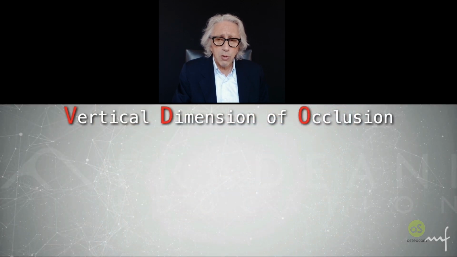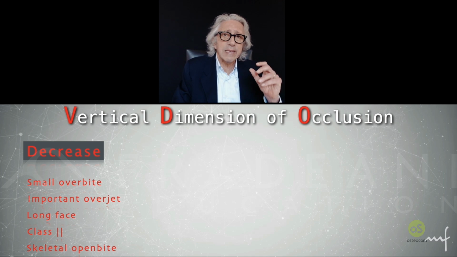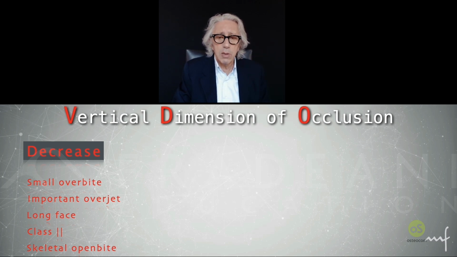So, vertical dimension of occlusion. Again, sometimes you can decrease it, because if you have a small overbite, important overjet, long face, class 2, and skeletal open bite, we should theoretically also decrease the VDO, but we don't do it. Why? For a simple reason. Because if you decrease the VDO, you will destroy your teeth underneath, your abutments underneath. So that is an option that I normally try to avoid. And fortunately, it doesn't happen so often that there is a need to decrease the VDO.